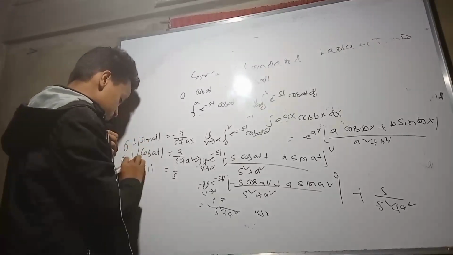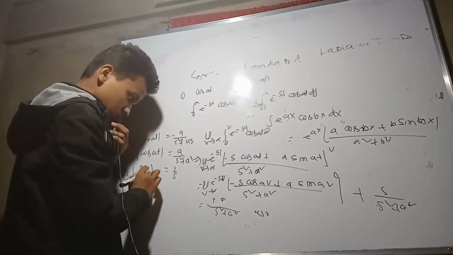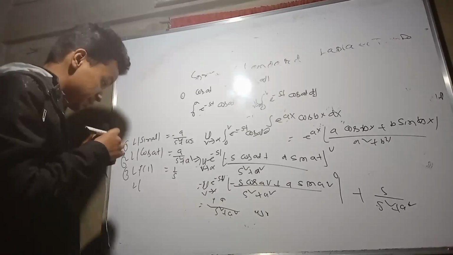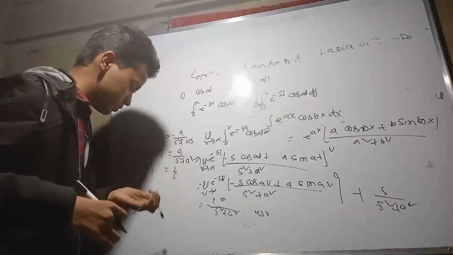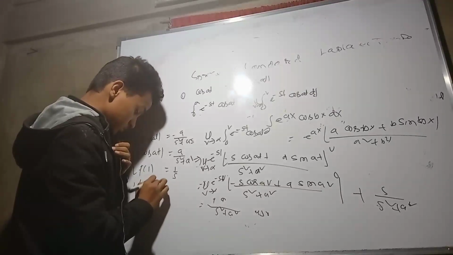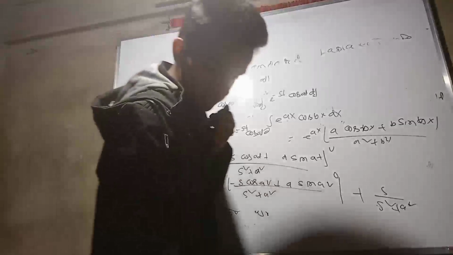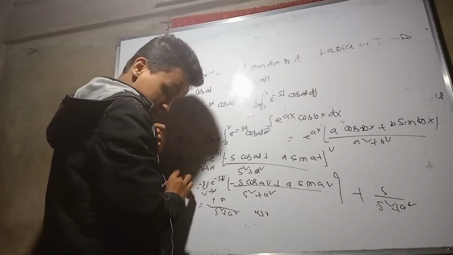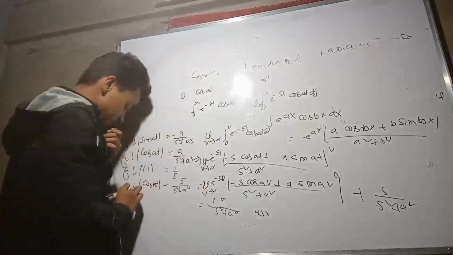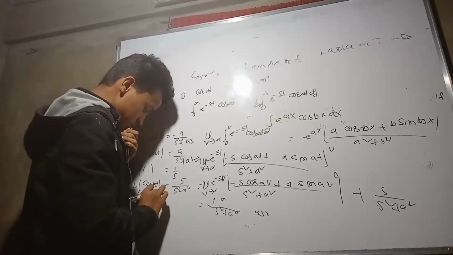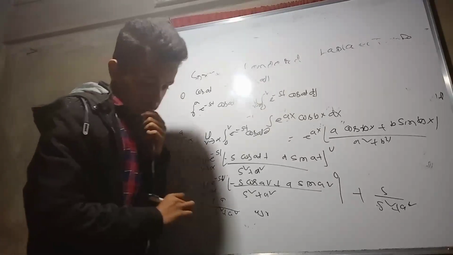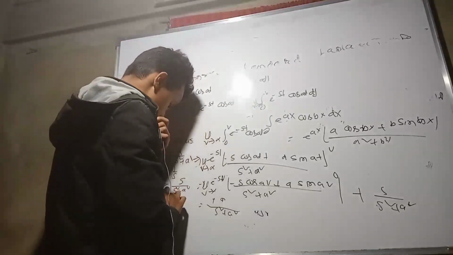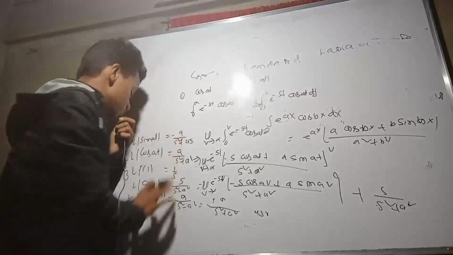What I have done: the Laplace transform of cos hyperbolic at is equal to s by s squared minus a squared. The Laplace transform of sin hyperbolic at is a by s squared minus a squared. This is what we have also learned from this topic.